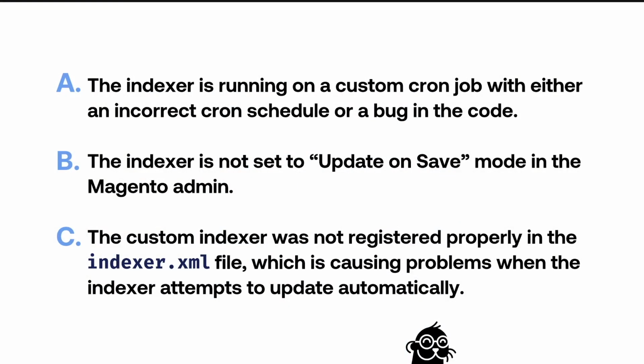A, the indexer is running on a custom cron job with either an incorrect cron schedule or a bug in the code. B, the indexer is not set to update on save mode in the Magento admin. Or C, the custom indexer was not registered properly in the indexer.xml file, which is causing problems when the indexer attempts to update automatically. Let's discuss the different options that we have.